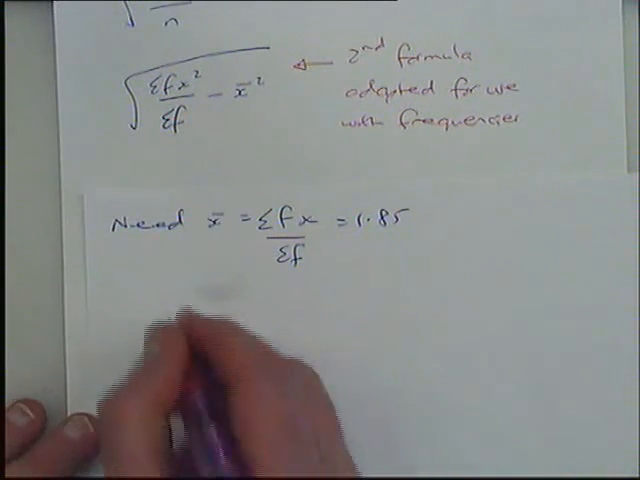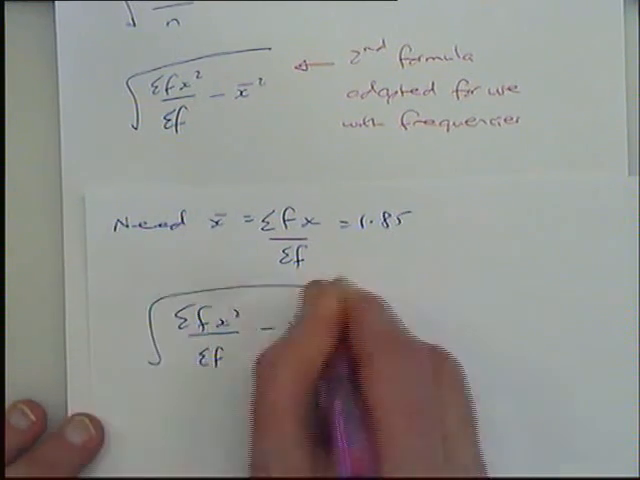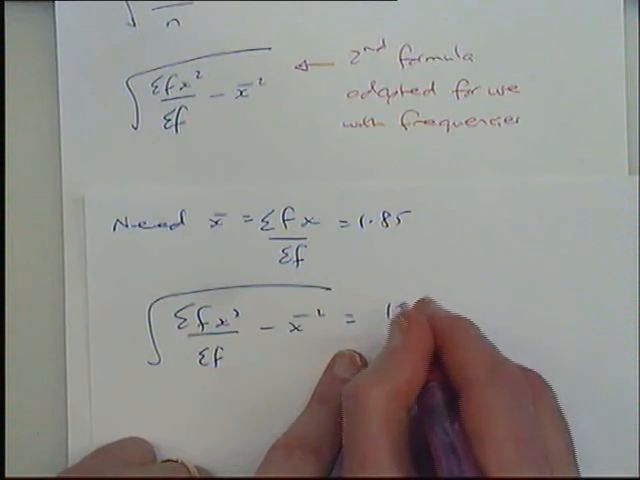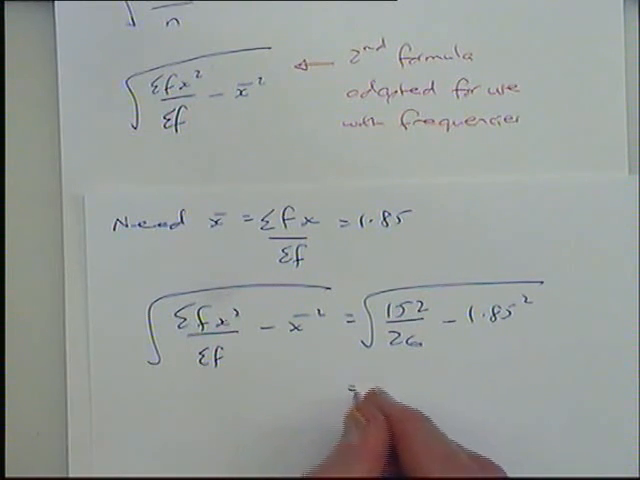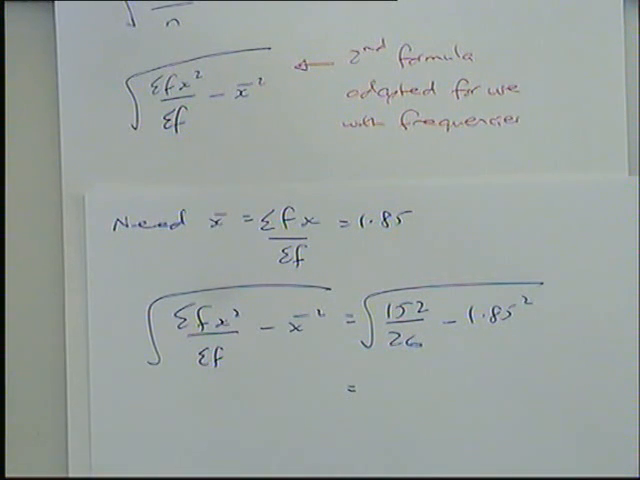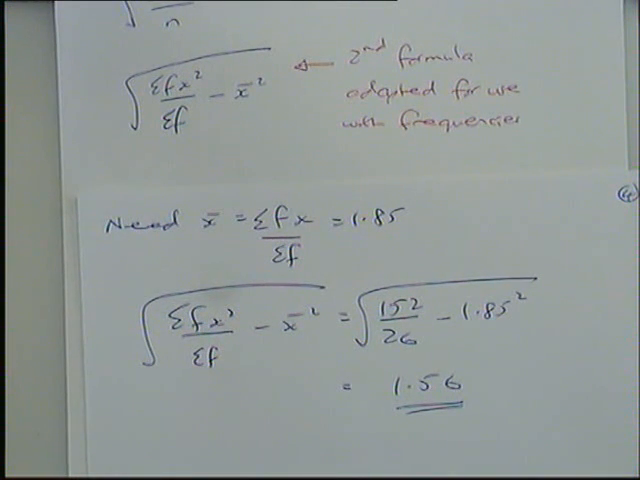So putting it all together, I'm just going to shoot that up here a minute. Sigma fx squared over sigma f, this is what we're doing. We had a minute ago, that was 152 over 26. We know x bar is 1.85. We'll square it and we'll square root it and we will get our answer. What answer will we get? Well, I've got 1.56 down to 3 significant figures, and that is correct. So we are agreeing there.